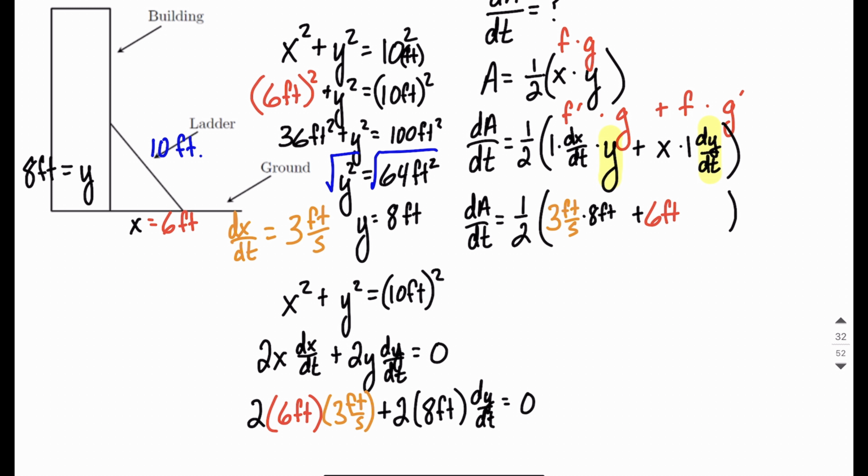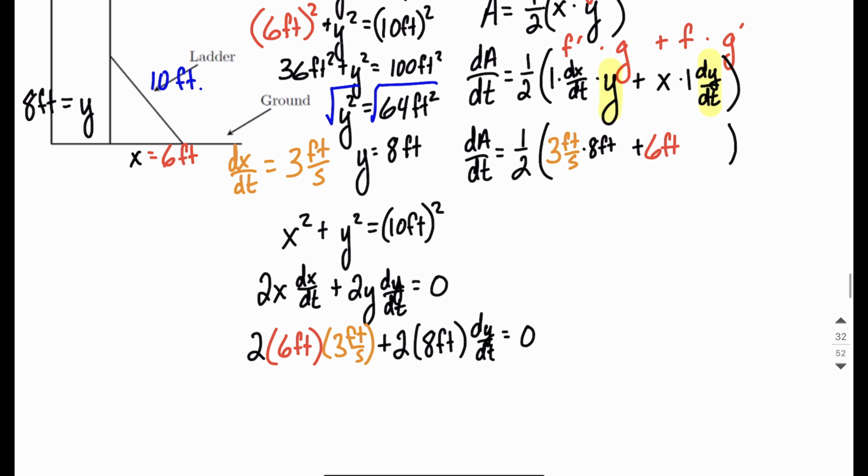We have an equation that has a bunch of numbers and a dy/dt. So let's work on solving that down and getting dy/dt on one side by itself. That shouldn't be too bad. So 2 times 6 times 3 works out to be, what, 36? And then feet times feet per second is going to be feet squared per second. Plus 2 times 8 is going to be 16. And we have feet. And then dy/dt still hanging out over here.